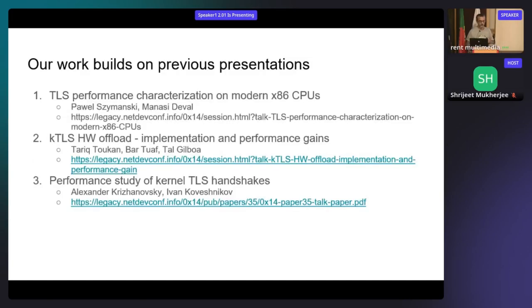Okay, so this work builds on previous presentations done here. One was a characterization of x86 by someone from Intel. Another was on KTLS hardware offload by NVIDIA. Alexander, probably somewhere here, tried to move the TLS handshake into the kernel. And after this work we are more of believers that moving the TLS handshake into the kernel may actually be a good idea, as our results will show.